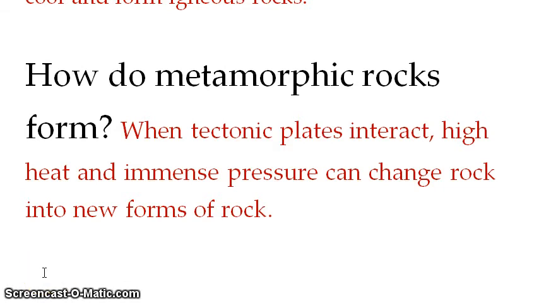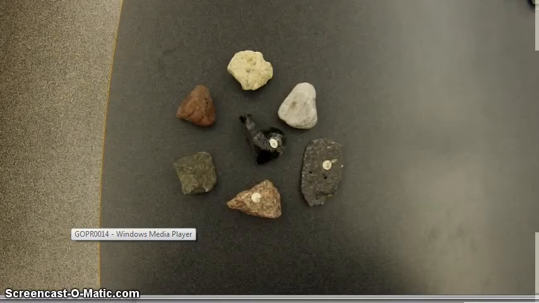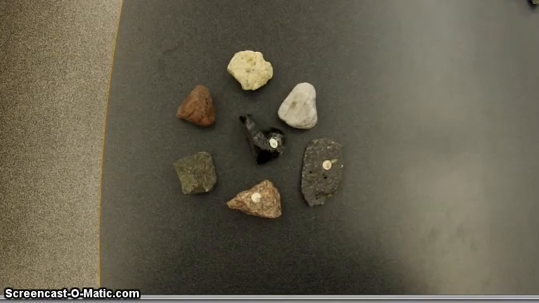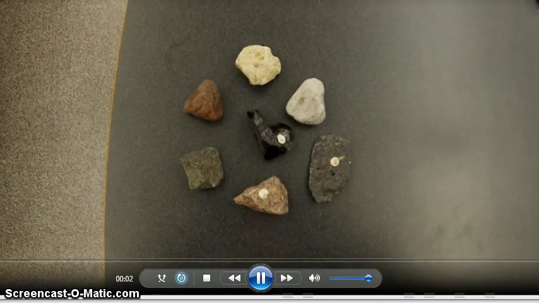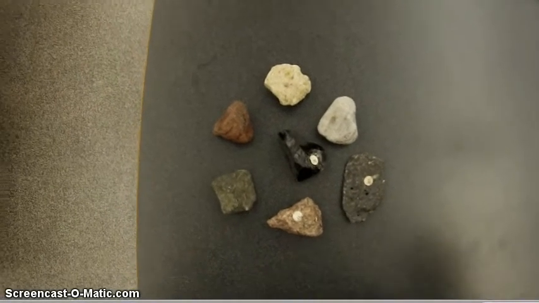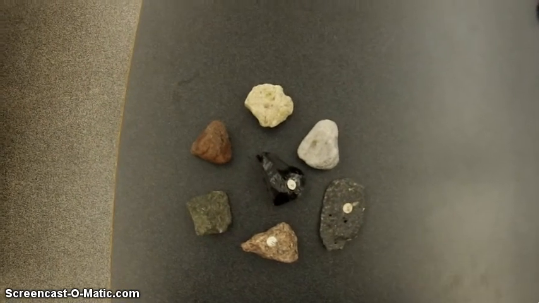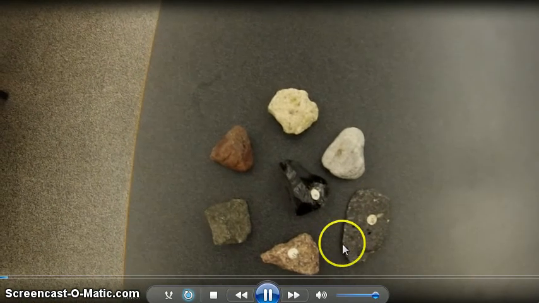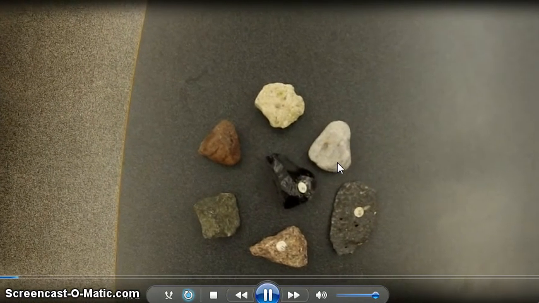So in the lab we looked at a set of igneous rocks and a set of metamorphic rocks. Let's take a look at the first set of rocks that are here. We have our igneous rocks. So right here we have our set of different igneous rocks that we're going to then individually look at.